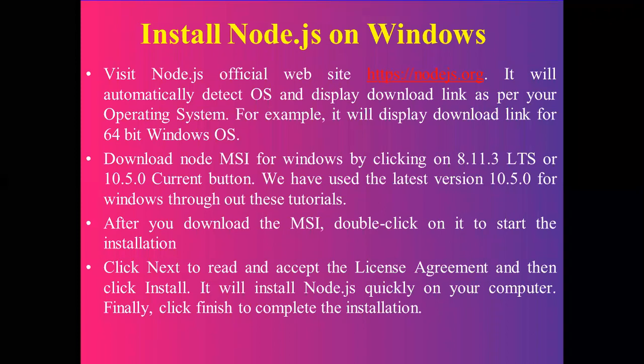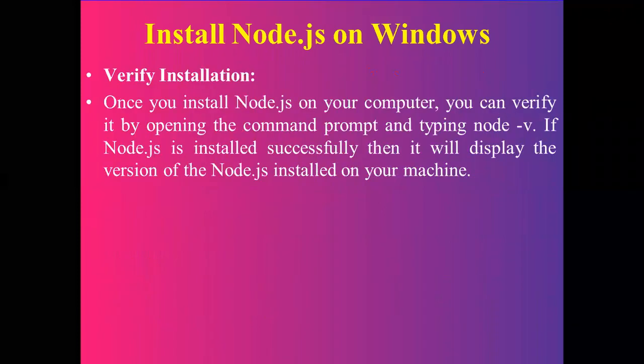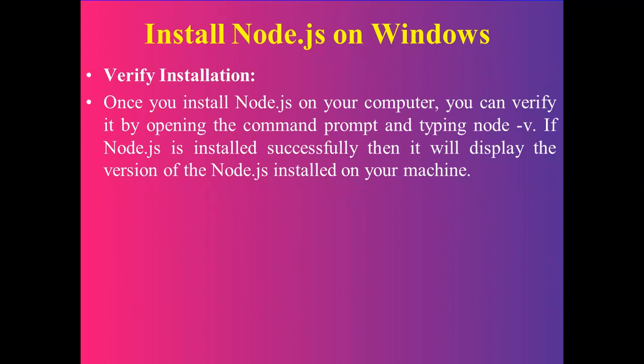After finishing the installation of Node.js, verify it. How to verify? On Windows, you can simply open your command prompt by pressing Windows R or run your command, and type node -v. That means check the version of Node.js. If Node.js is installed successfully, it will show the version on your machine. These are the simple steps for installing Node.js on Windows. Remember, if you are going to use Windows, download the latest version with LTS.